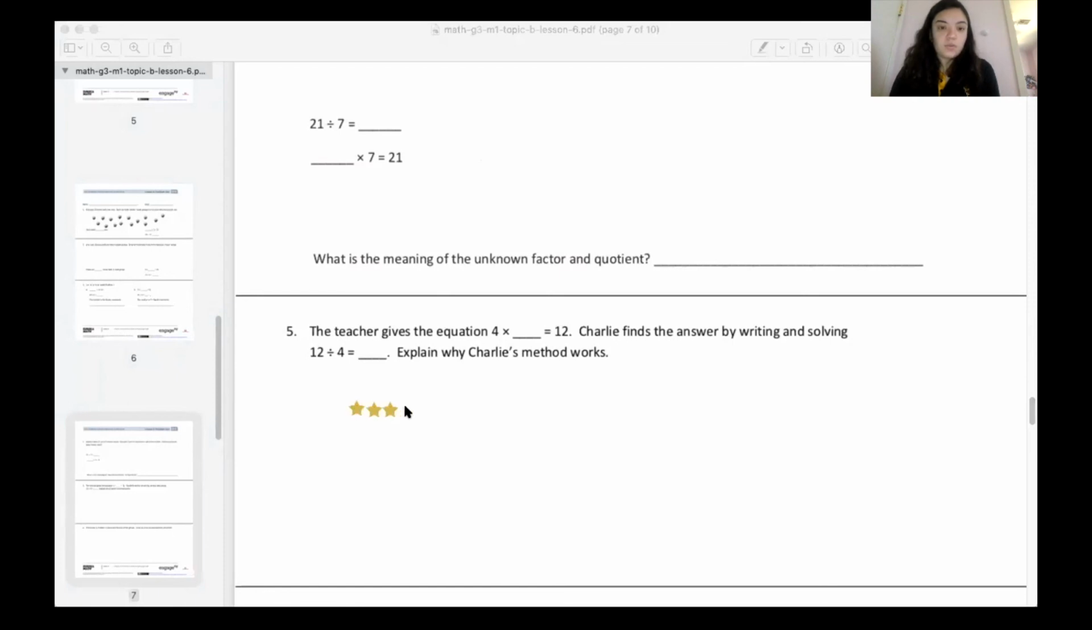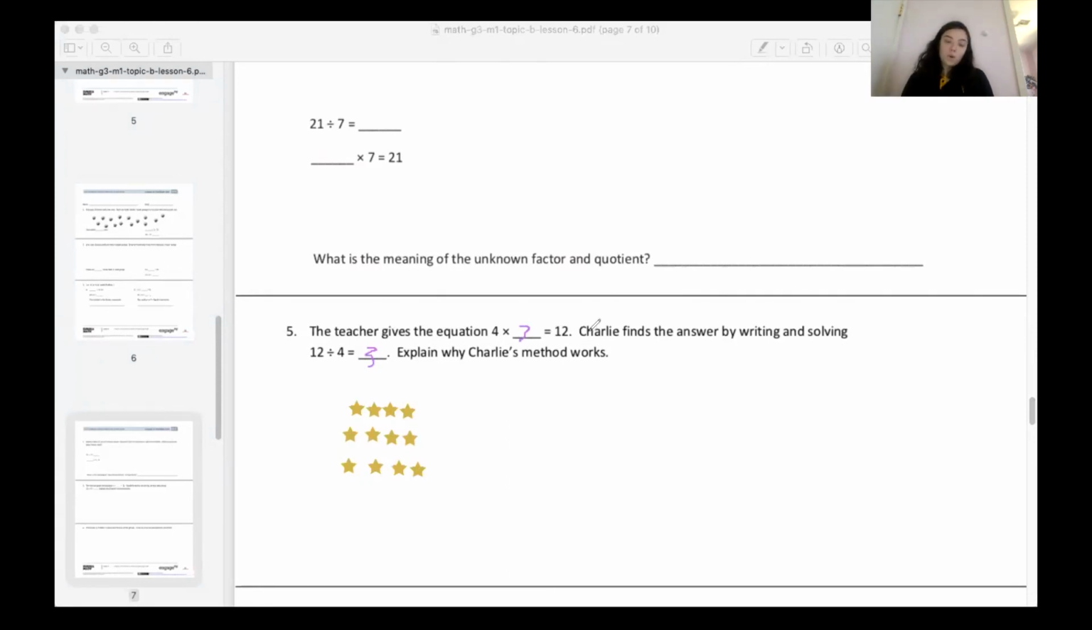So 1, 2, 3, 4. I'm going to make groups of 4 until I hit 12. 4, 8, and 12. So there are 3 rows of 4. So 12 divided by 4 is 3, which means that 4 times 3 equals 12.